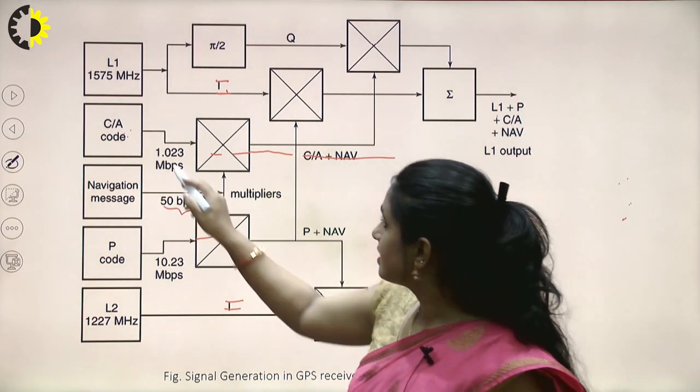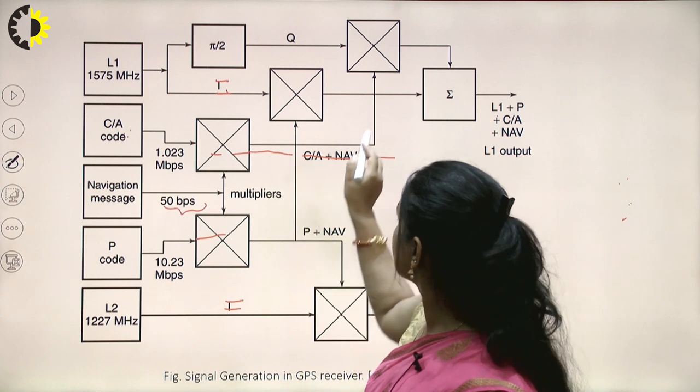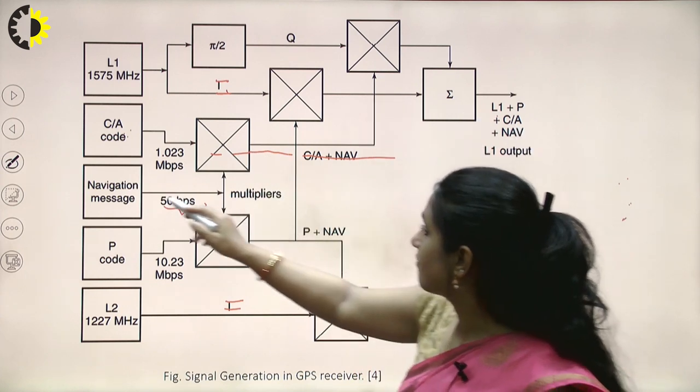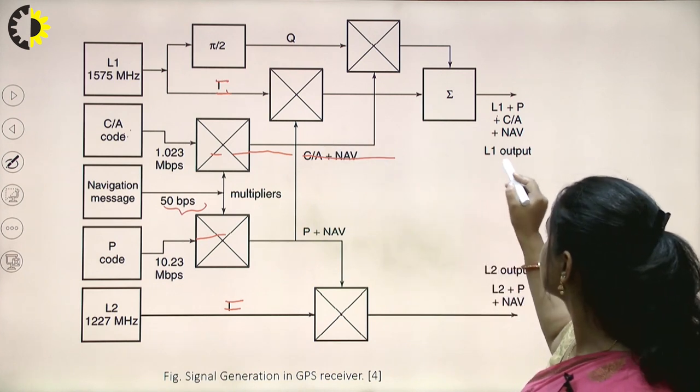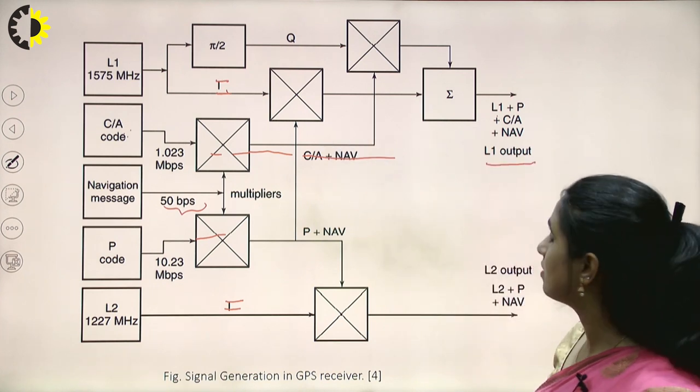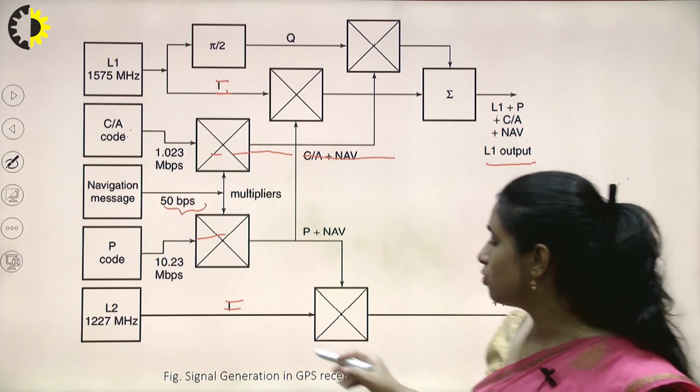CA also goes through this product modulator. The navigation message also goes here and here. So this will be my L1 output. Here is L2, what do we get?